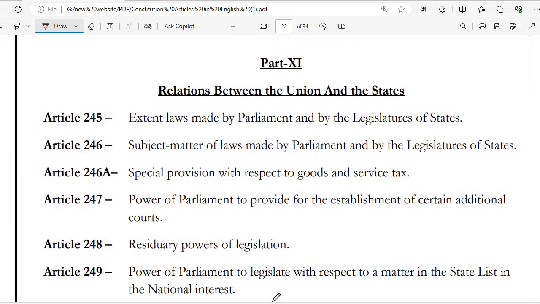Relations between the Union and the states. First, the executive or administrative relationship between the union government and state government. Article 245, extent of laws made by Parliament and by the legislature of a state. Subject matter of laws made by Parliament and by the legislature of the state. First, extent of laws: Parliament can make law throughout the country and the legislature of a state can make law over its state. Subject matter has been defined under the union list, state list and the concurrent list. Then GST laws are described.